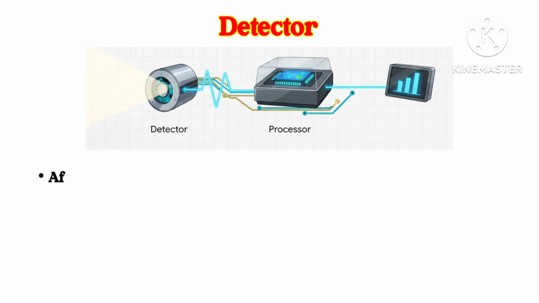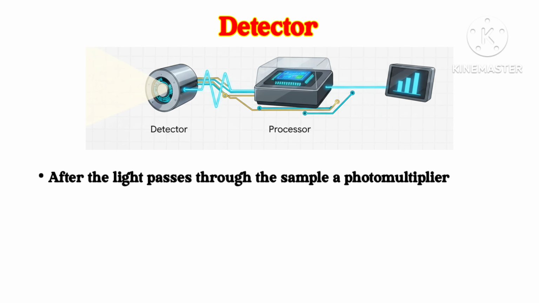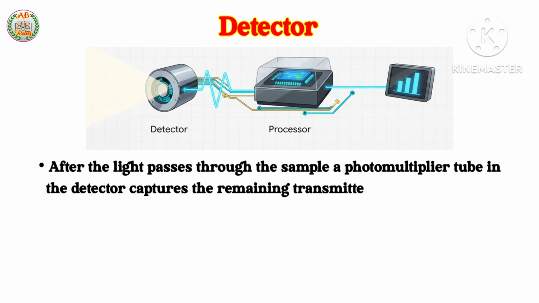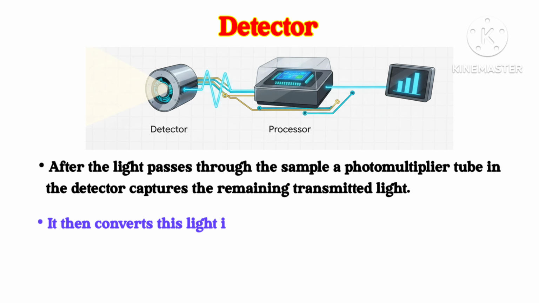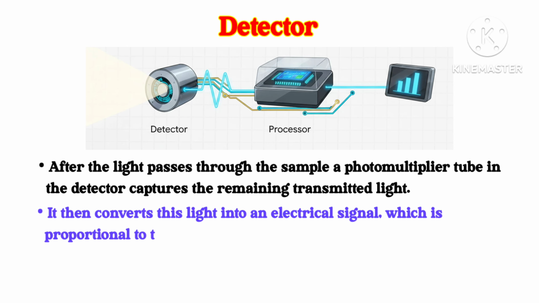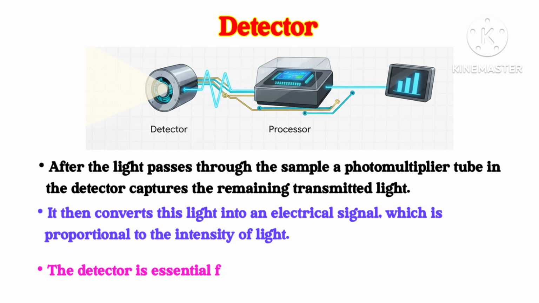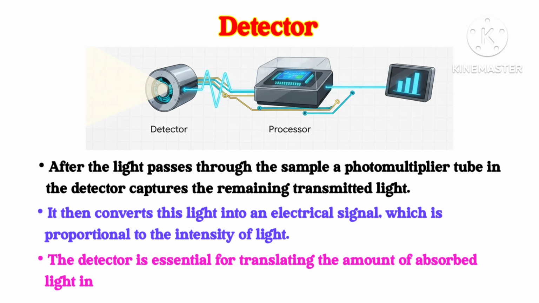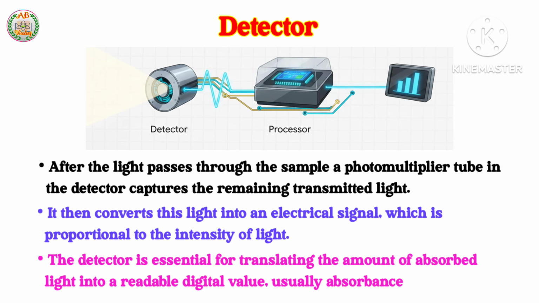Next, detector. After the light passes through the sample, a photomultiplier tube in the detector captures the remaining transmitted light. It then converts this light into an electrical signal, which is proportional to the intensity of light. The detector is essential for translating the amount of absorbed light into a readable digital value, usually absorbance, A.